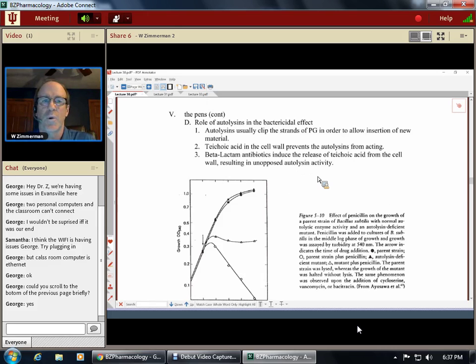Okay, let's look at the role of autolysins in this bactericidal effect. What are these autolysins? I mentioned them on the previous page with the nicking of the cell wall. They clip strands of the peptidoglycan in order to allow insertion of the new material. Well, teichoic acid in the cell wall prevents the autolysins from working. Beta-lactam antibiotics induce the release of teichoic acid from the cell wall, and that results in unopposed autolysin activity, and therefore you get an increase in nicking.